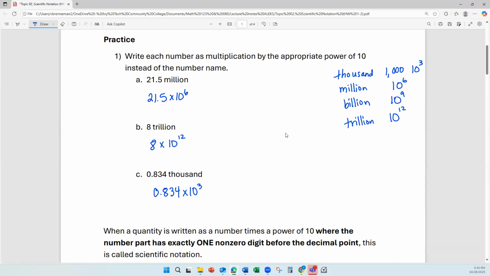Although these all look similar to scientific notation, this first one is not scientific notation because the number part has 2 digits before the decimal point. And then the C is not scientific notation because the only thing it has before the decimal point is a 0. So this also is not scientific notation.